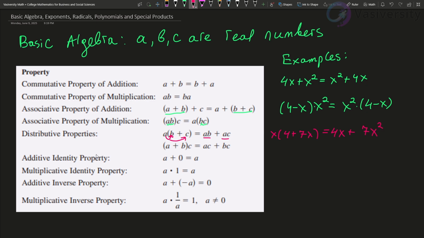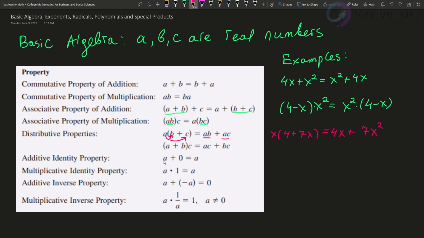Next is the additive identity. Identity means that if we use that operation, it's not going to change anything. In addition, the identity is 0. If we add 0 to any number, nothing really changes: A plus 0 is equal to A. Then the multiplicative identity: if we multiply any number by 1, that number is not going to change. So A times 1 is equal to A. For example, 5 times 1 is equal to 5, or any other number times 1 is going to be that number.